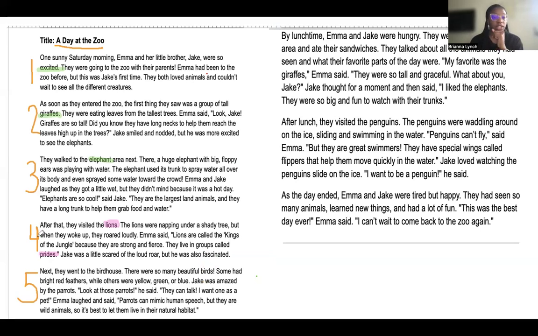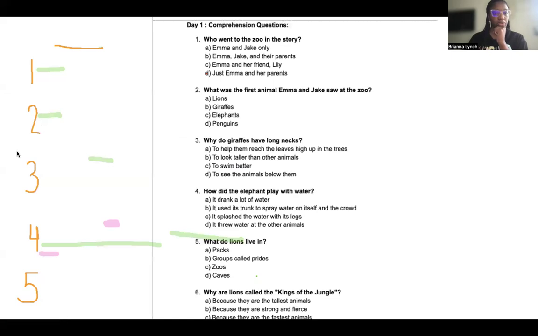Okay. So after they visited, the lions were napping under a shady tree, but when they woke up, they roared loudly. Emma said lions are called the kings of the jungle. Oh, this is what we need. Let's highlight of the jungle because they are strong and fierce. Ooh, I remember reading that answer. So let's go back to the question. All right. Now, let's take out our red and green colored pencils, and here we go.